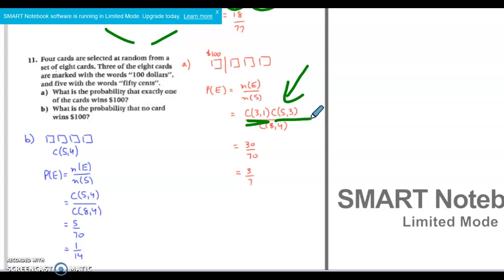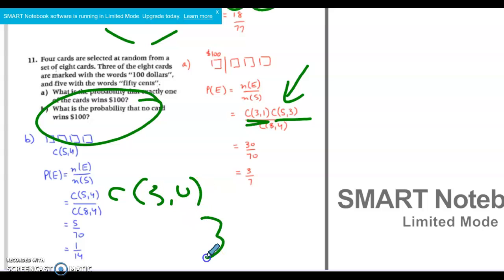Okay, and this one here is yours. It was a probability that no card wins $100. You could also add on top here. You could, if you wanted to, also have this. C, choose that, and don't forget this is the same as this. I tend to write that. This is the same as that.